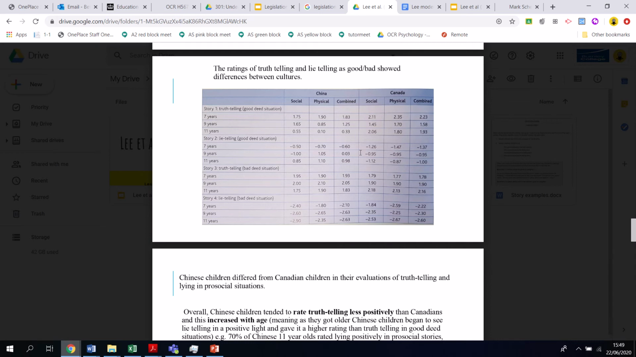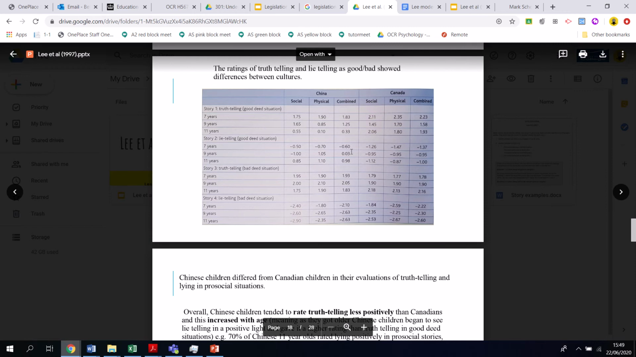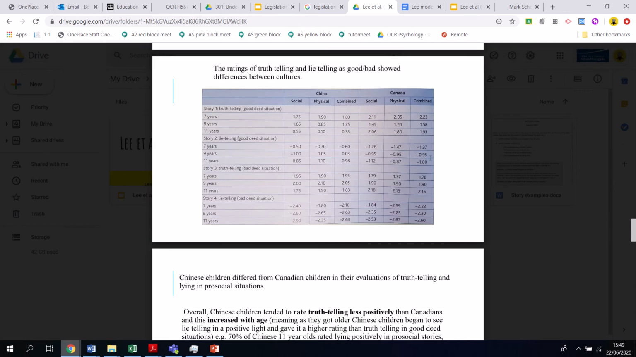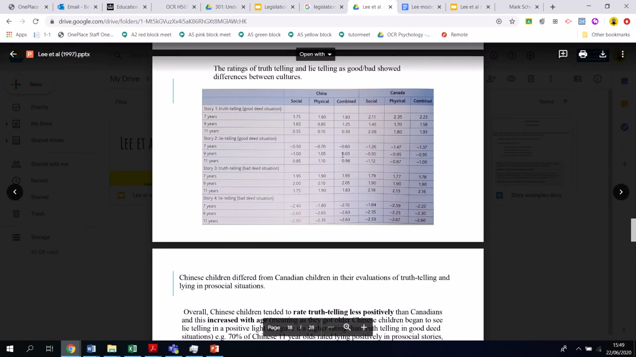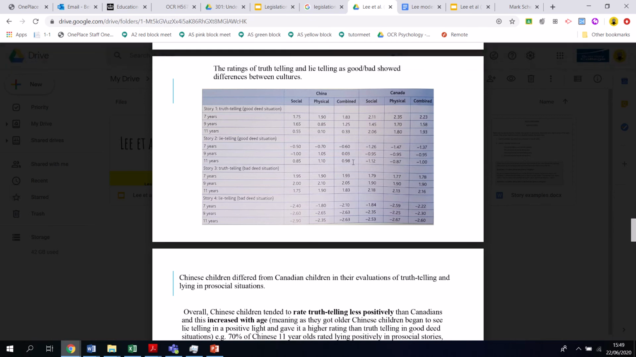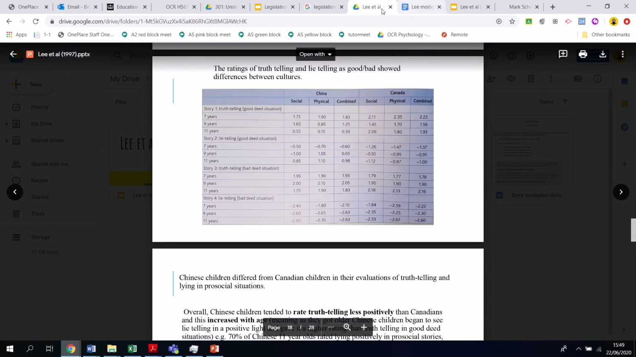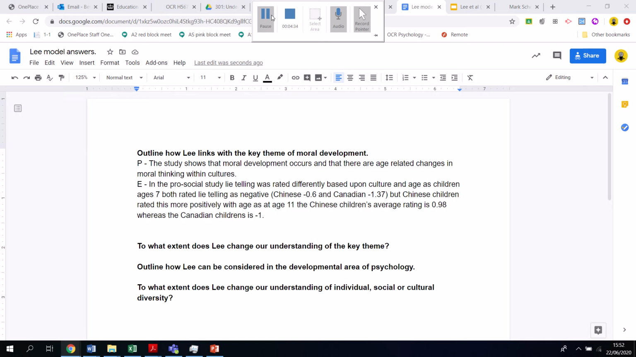We even see that difference at 9 years. They start to rate it as a positive behaviour. It's up to you which of these two pairs of figures you'd use, whether it was 9 years or 11 years; both would have the same impact, so you just input those. Then I finished off that evidence point by saying but Chinese children rated this more positively with age: at age 11 the Chinese children's average rating is 0.98, whereas the Canadian children's is -1. So I'm saying that they both begin, at age 7, to say that this is a negative behaviour, whereas with age, the Chinese children see this more positively than the Canadian children do.